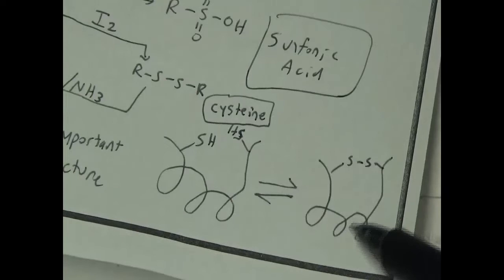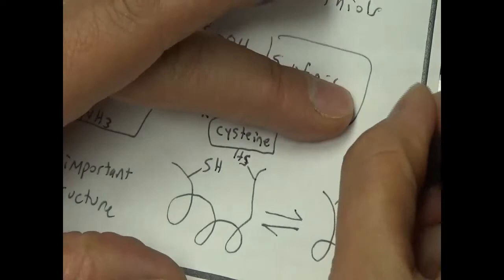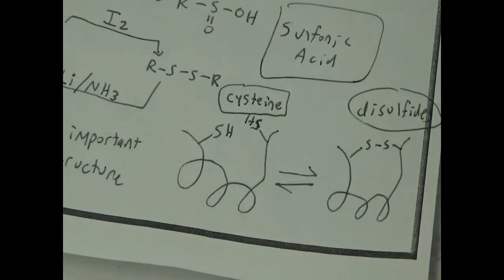So this is a more rigid structure because now you have a covalent interaction between two sulfurs, right? So this is a disulfide. Disulfides are found very frequently in protein structure to kind of hold them together, okay? All right, that's it for sulfur-containing functional groups for now in Chapter 9.